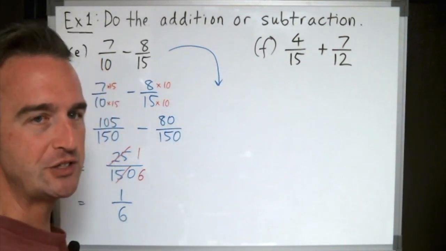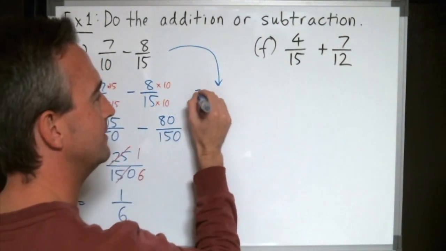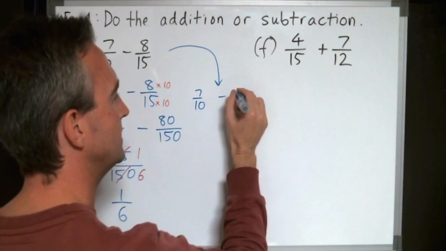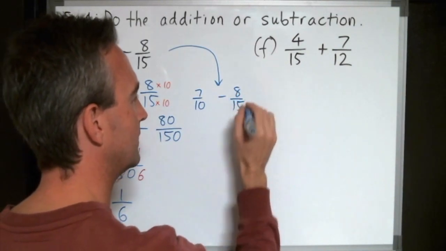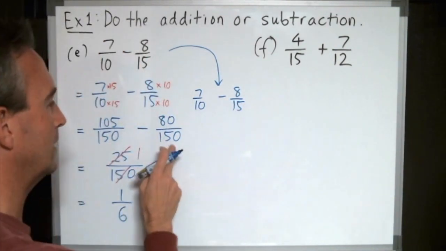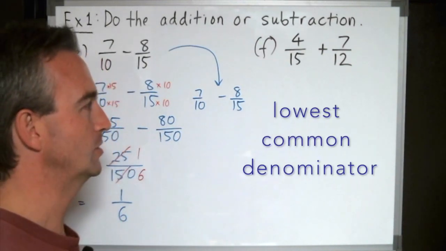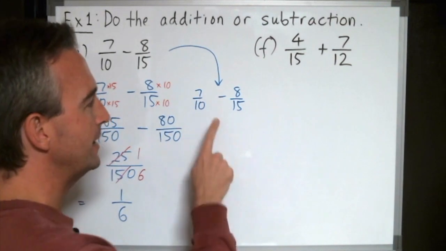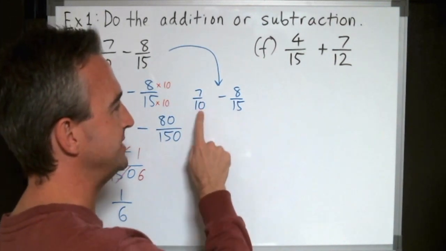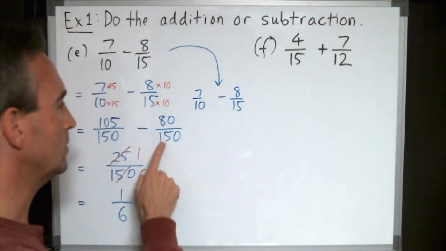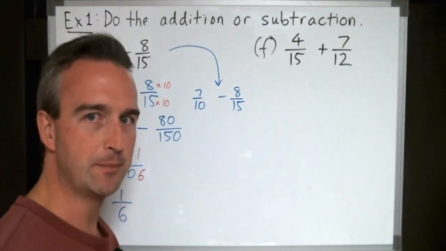I'm going to redo the question now. 7 over 10 minus 8 over 15. We found a common denominator of 150, right? But there is actually something called the lowest common denominator. What we do is, there is a number that can be divided by 10 and 15, and it's smaller than 150. That's the number we want.